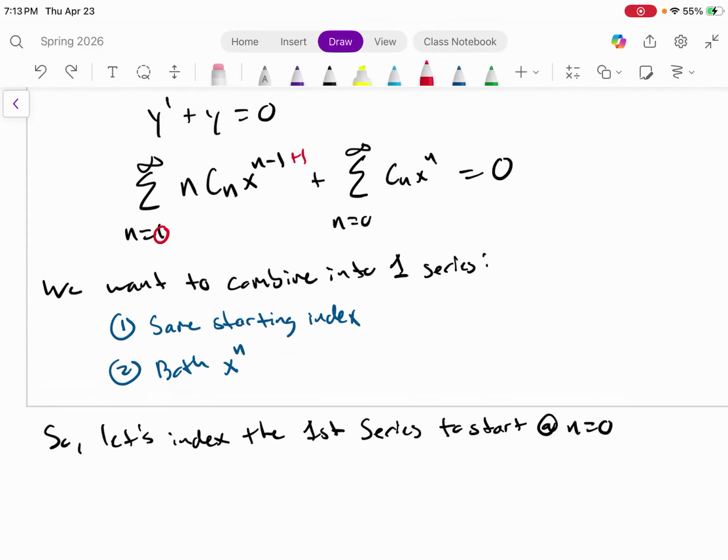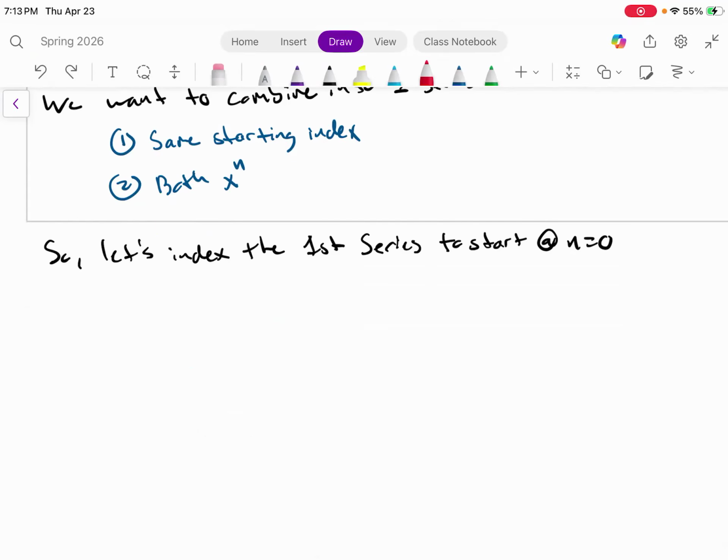So what I would end up with is the series starting at n equals 0 now, n plus 1 times c sub n plus 1 x to the n, plus the series n equals 0 to infinity c sub n x to the n equals 0.